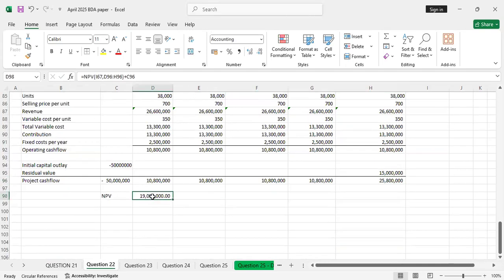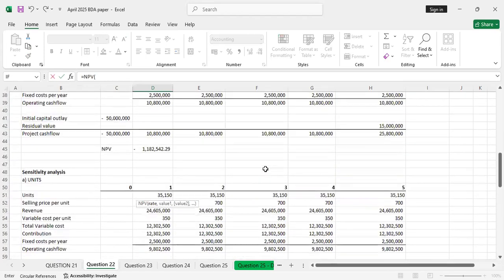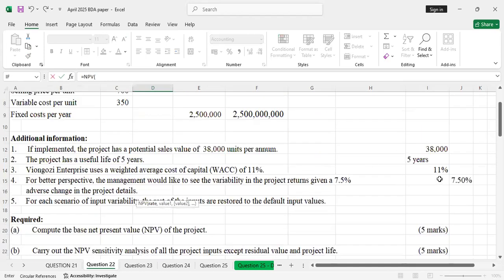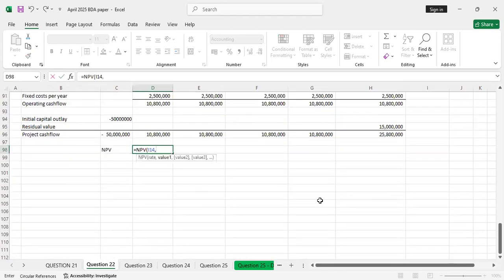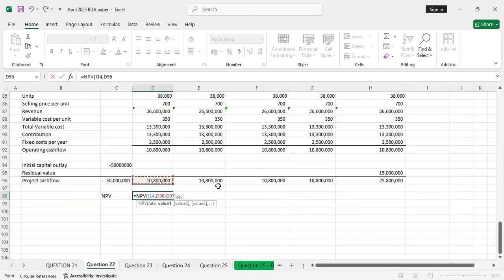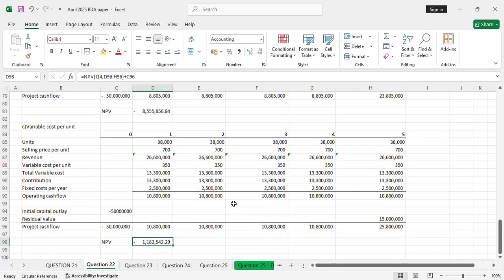So I'll again calculate the NPV, because you have to get the best case NPV. That's when we do the sensitivity analysis. So NPV, the rate is 11% up there, comma, then I'll select all that. Then I'll add back that value. The reason I'm incorporating the formula is so that when we do the sensitivity, it will change automatically.